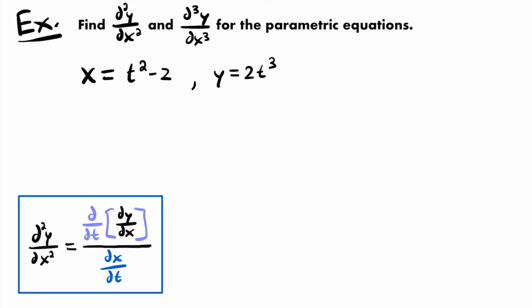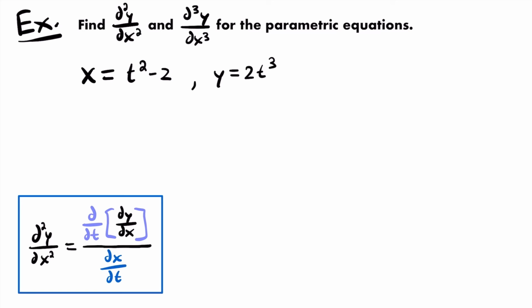I have our formula here for the second derivative. The second derivative is equal to d/dt of dy/dx divided by dx/dt. So we need to know that first derivative in order to find the second derivative. And then in the same way, we're going to need that second derivative to find the third derivative. All right, so we're going to go through this problem derivative by derivative. And so let's start by just finding that first derivative, dy/dx.